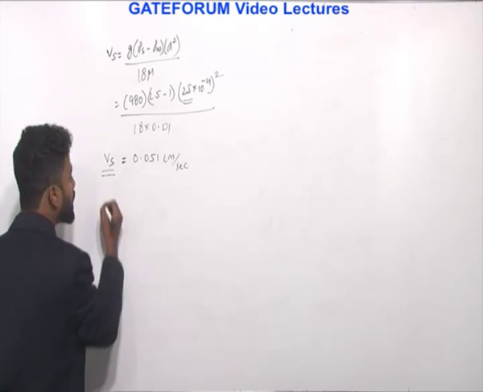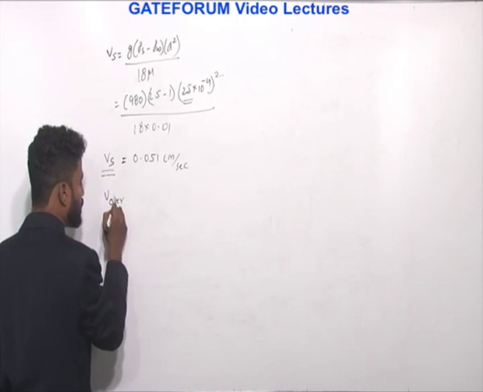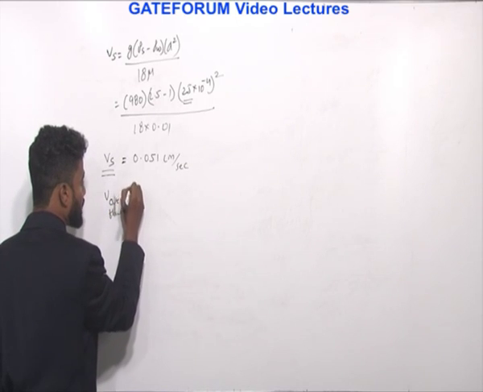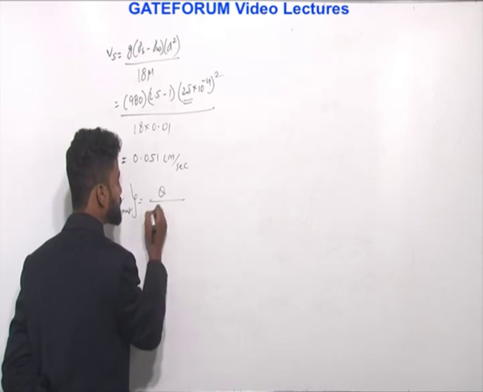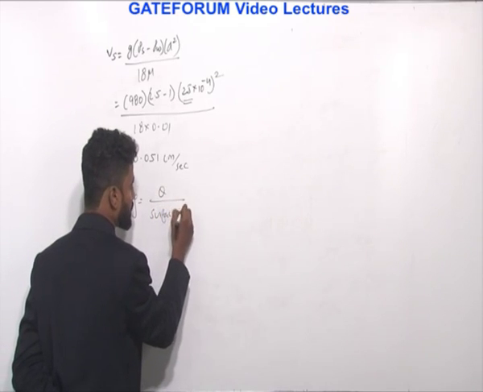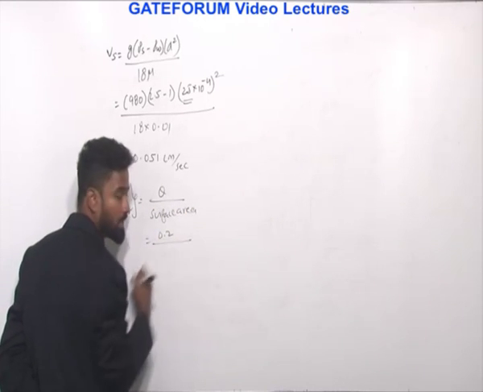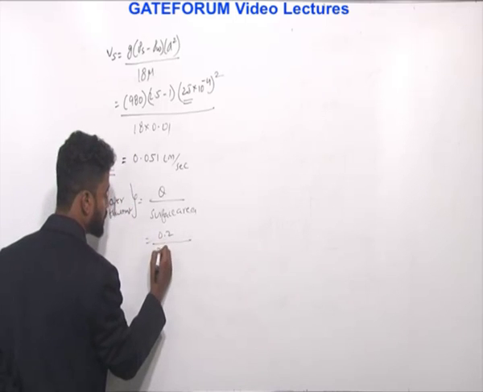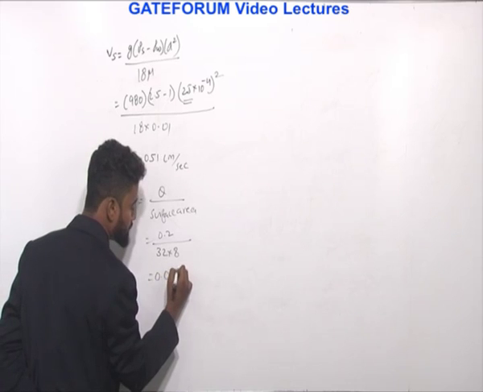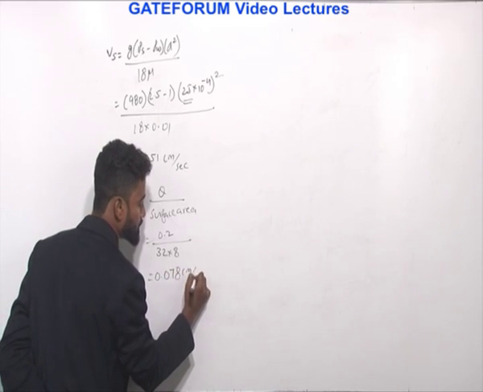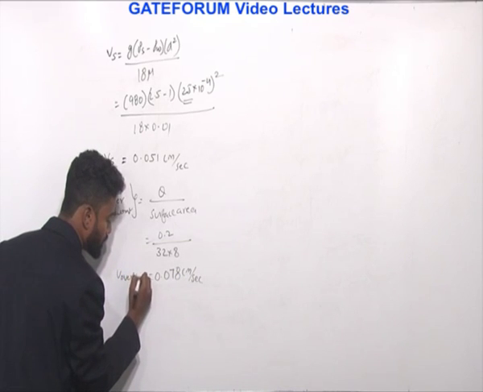And now we have to calculate overflow rate. So how will you calculate overflow rate or surface overflow rate? Discharge upon surface area. What is discharge given to you? 0.2. Surface area is L into B. L is 32, B is 8 meters. If you take this, you will get it as 0.078 centimeters per second. This is what you will get as overflow rate.